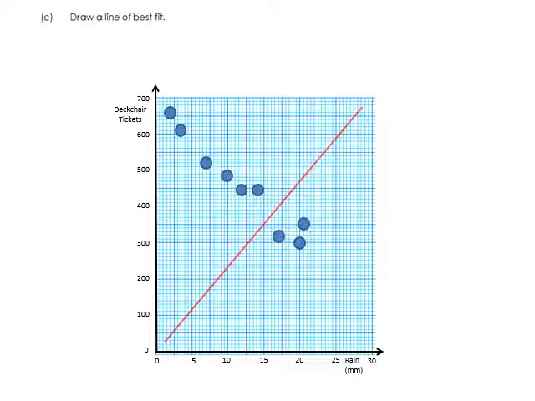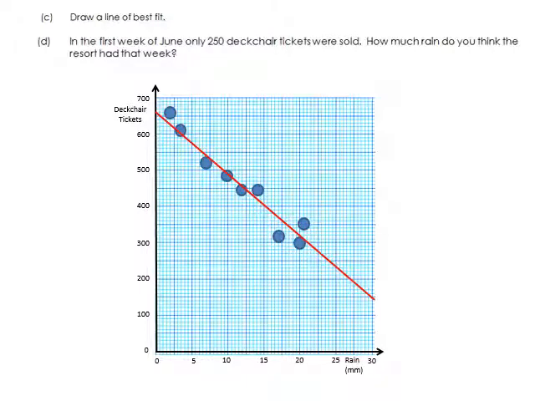And drawing the line of best fit, got some very dodgy ones there, we can see it comes out around there. And we can use that line of best fit to read off information. So question D, in the first week of June, only 250 deck chair tickets were sold. How much rain do you think the resort had that week?